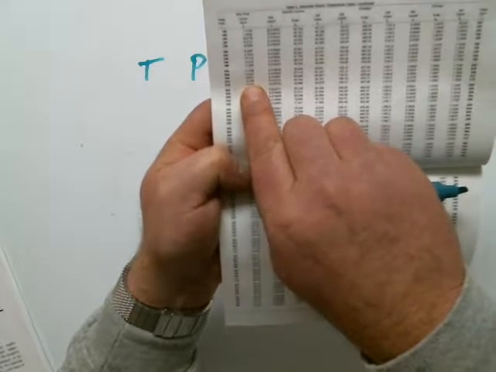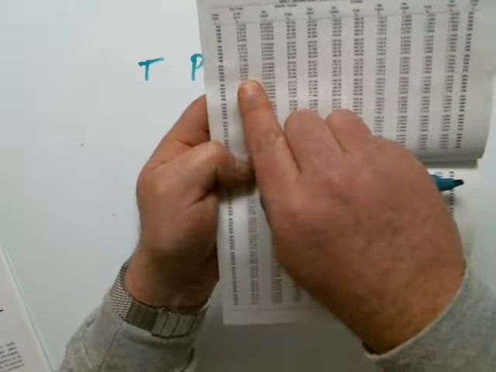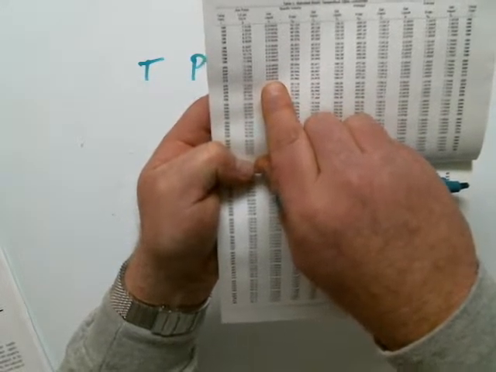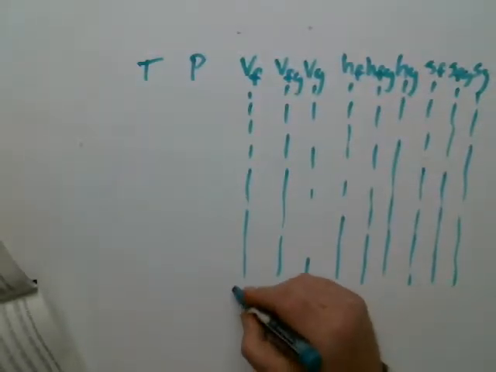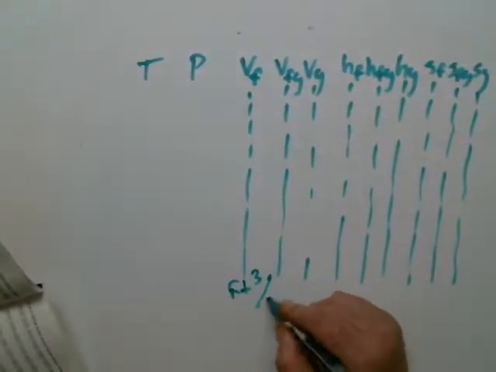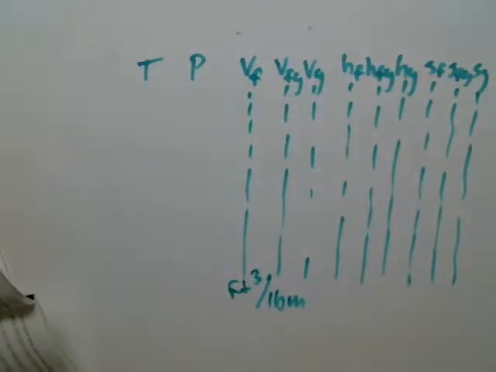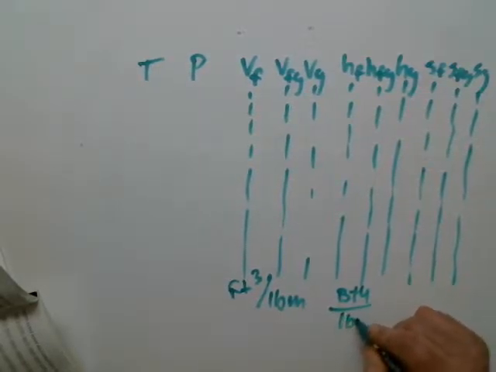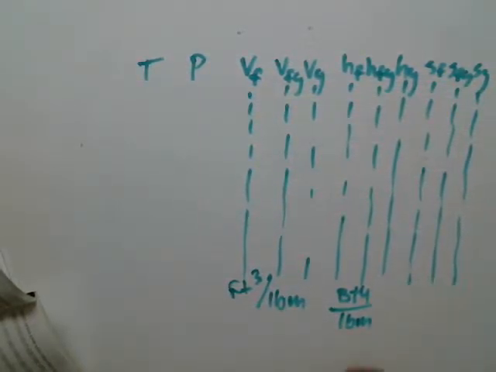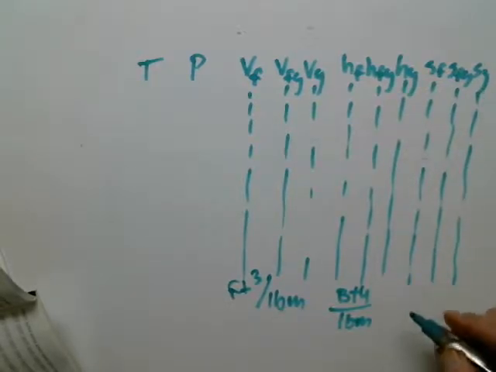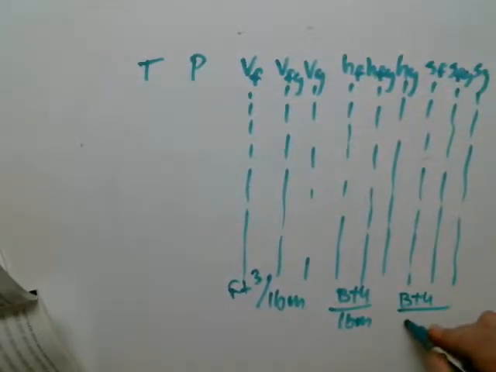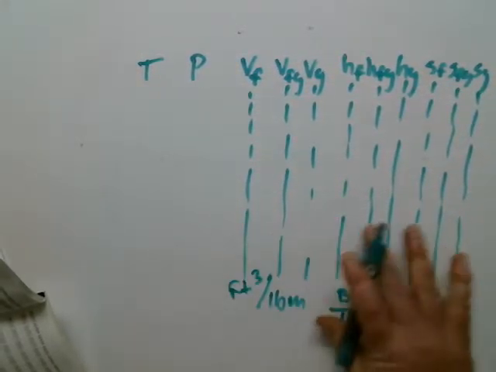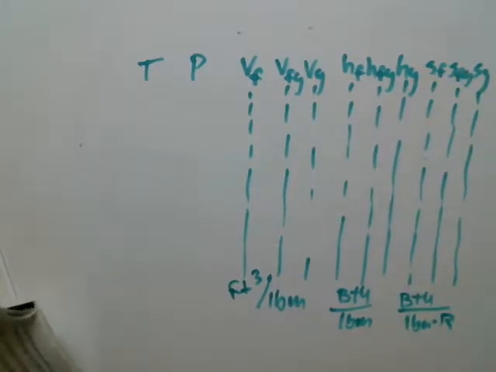If I wanted to know the volume that 1 pound mass would occupy, I go to this column, the V sub F column, and I see that it will occupy 0.016. You got to know the units. This is cubic feet per pound mass for specific volume. For enthalpy, it's BTUs per pound mass, because it's specific enthalpy, specific volume. Specific entropy, BTUs per pound mass, degrees Rankine. Not as useful as the other two to us, but later on we'll find out ways to use that.